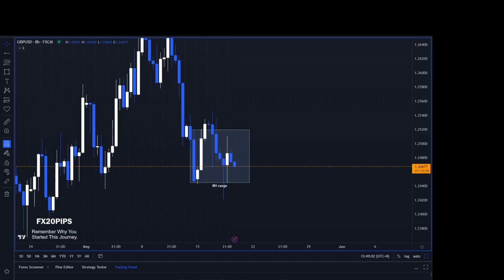Today is the 18th of May 2023. It's a Thursday and currently it's about 1:49 p.m. GMT plus 8 my time. Currently, as usual, I am looking at the GBPUSD 8 hours chart. Immediately what you can see is the usual 8 hours range box.